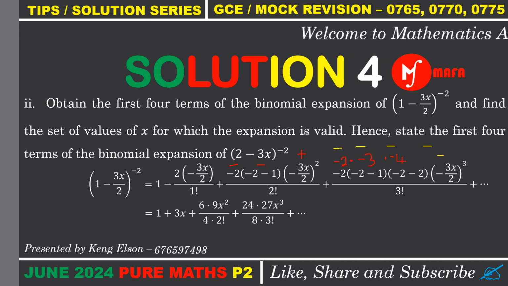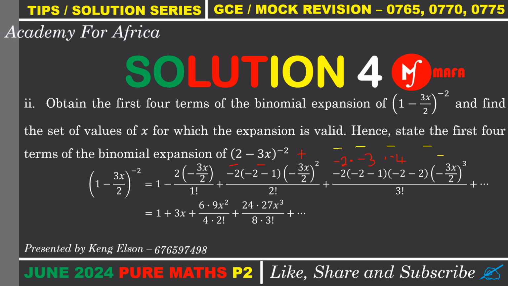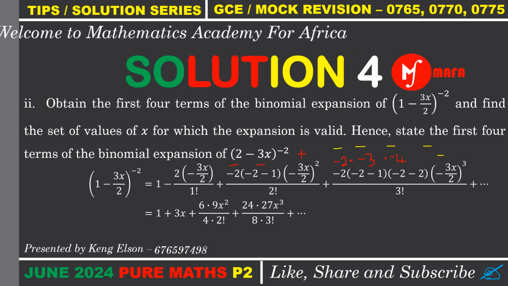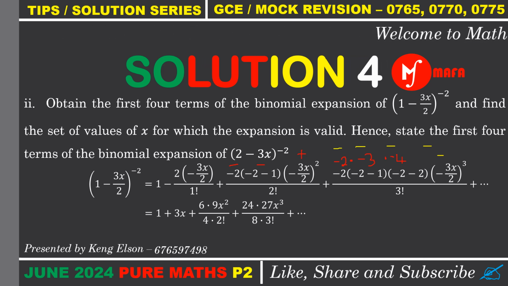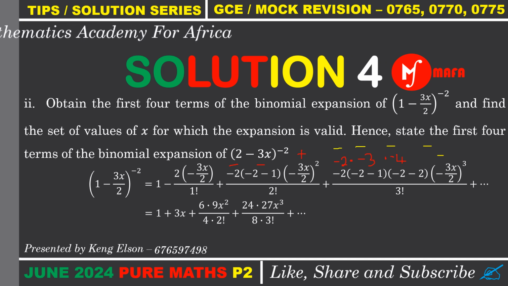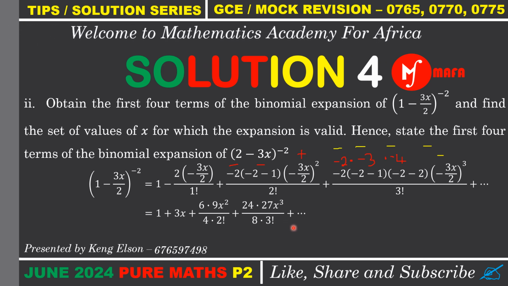Now 2 times 3 times 4 is 24. 3x cubed is 27x cubed. Alright, 3x all cubed is 27x cubed. 2 cubed is 8. It goes to the denominator to meet with 3 factorial. That is why you see me writing 8 times 3 factorial.